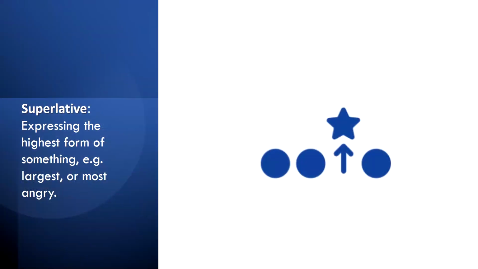A superlative is another good way of adding that power to your argument. Superlative means expressing the highest form of something. So if you were to say, that's the largest animal, or they were the most angry person in the room, you would be expressing the highest form of something using a superlative. So a superlative can also be used to add strength and to suggest that something couldn't be any better or any worse or any bigger, for example.